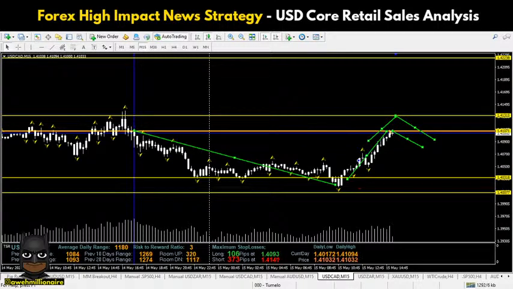But to be honest, when it comes to USD core retail sales and the retail sales news, it's not usually a fast big move. It's not going to be an NFP kind of move. It's going to be a normal setup. It might take a few minutes, a few hours for the setup to occur and play out.